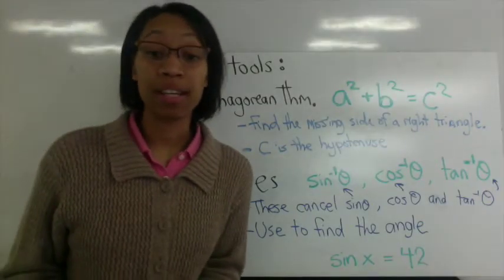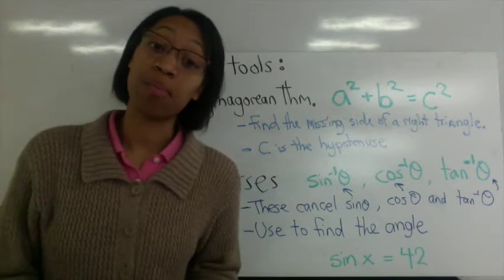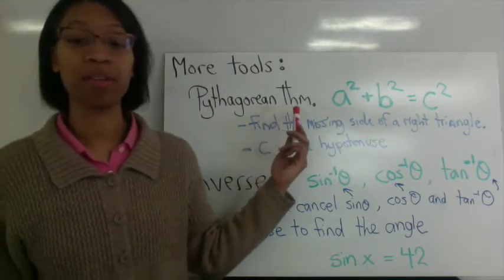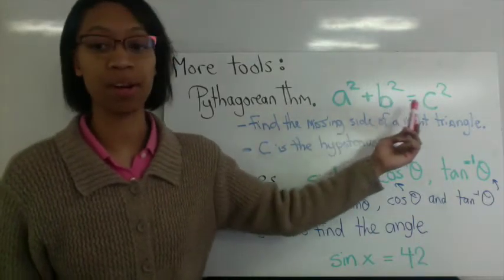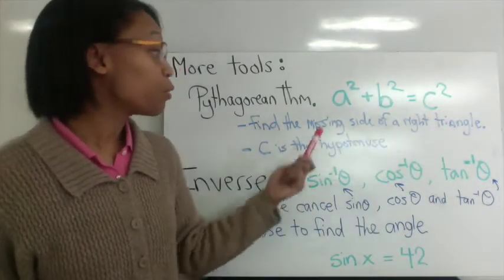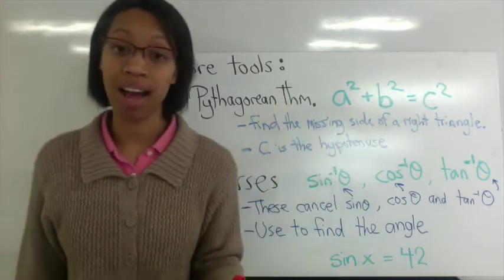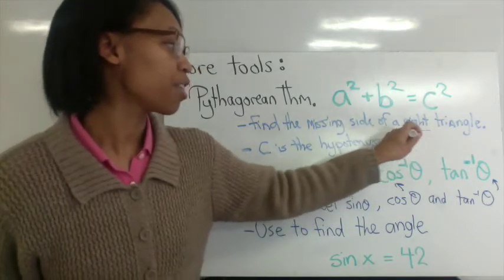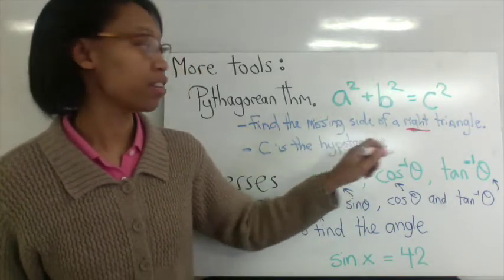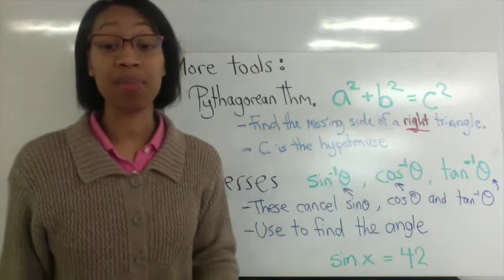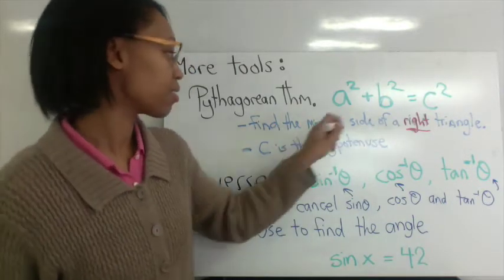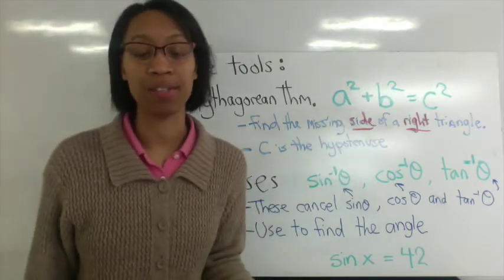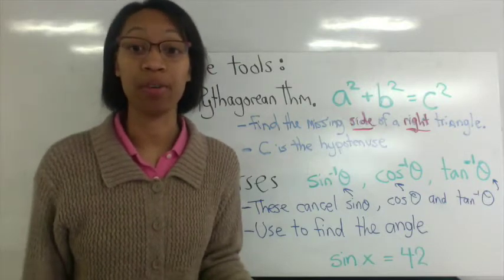As we do these examples and these types of problems, I just wanted to review some of the tools that you already have in your tool belt. One of them is the Pythagorean theorem: a squared plus b squared equals c squared. We use the Pythagorean theorem to find the missing side of right triangles. The key words there being right triangle. The Pythagorean theorem only works for right triangles, and it finds the sides. We use SOHCAHTOA to find the angles, but if one of the sides is missing, we can use the Pythagorean theorem.